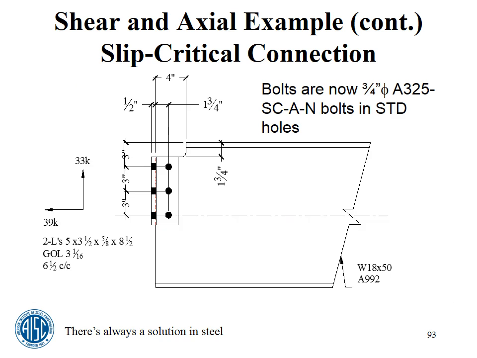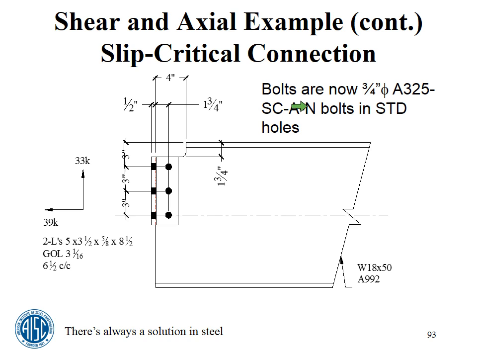Shear and axial example, slip critical connection. Now we've got bolts that are A325-SC. And when you give a slip critical connection, you need to provide this because it's ultimately going to be checked as a bearing type connection.